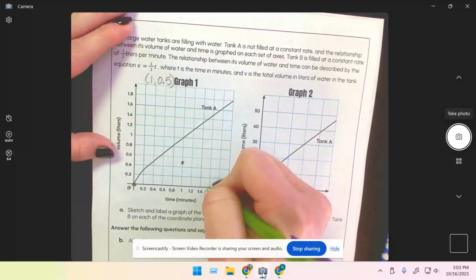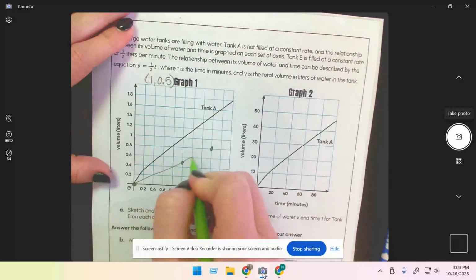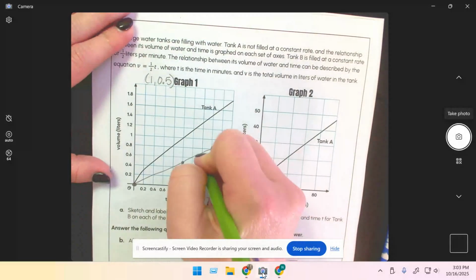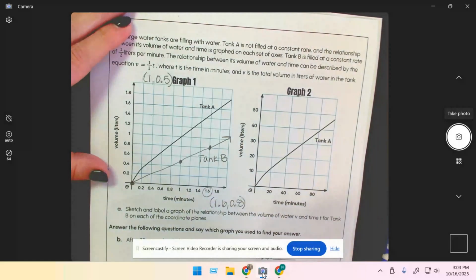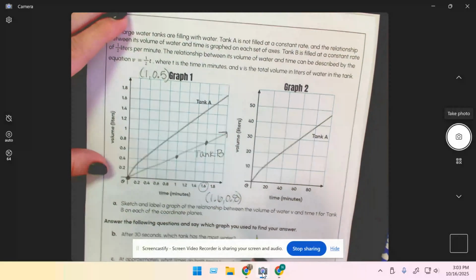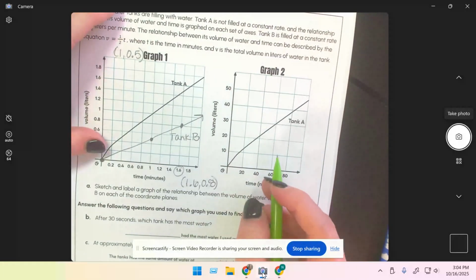So 1.6, 0.8, perfect. And we can connect those with a line. So that's tank B. Okay. We're going to graph this on graph 2 now.